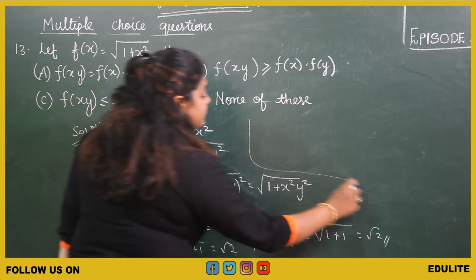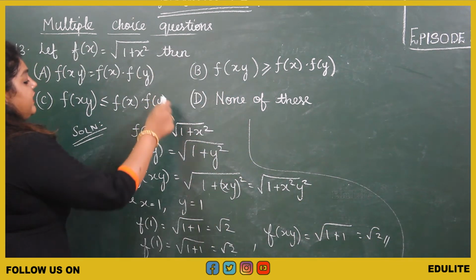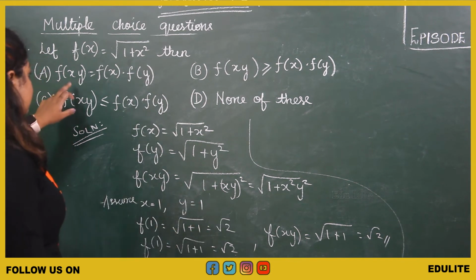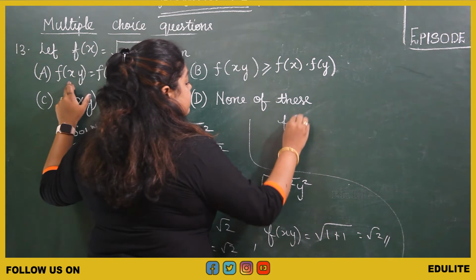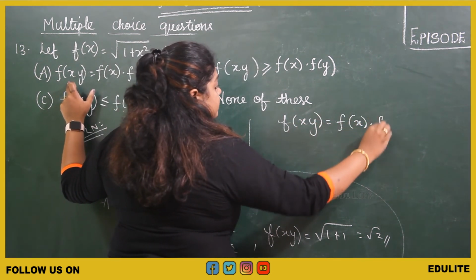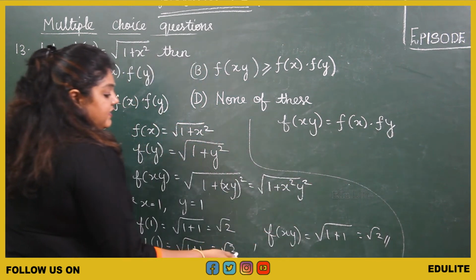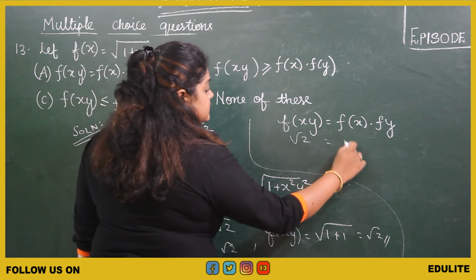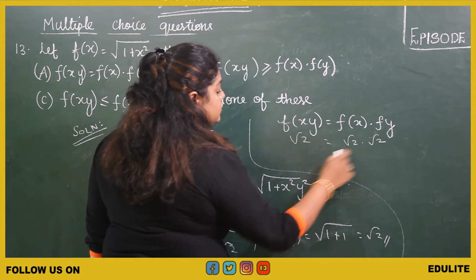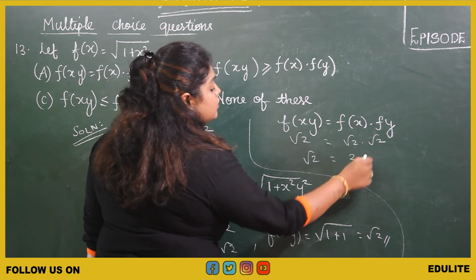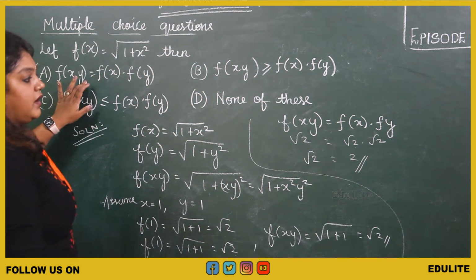Now, among these three relations, let us check which one satisfies these values. First, f of xy equals f of x into f of y. We got the value of f of xy as root 2. F of x is root 2, f of y is root 2. Root 2 into root 2 will become 2. So this condition is not the right condition.